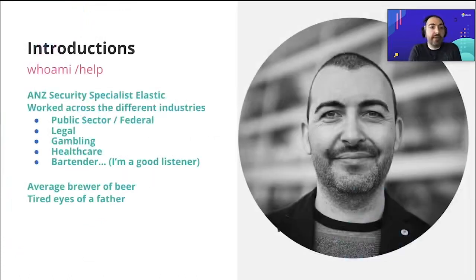A little bit about me. My name's Domenico Perre officially, but all my friends know me as Mickey. I'm a security specialist at Elastic, covering Australia and New Zealand. Before working at Elastic, I used to work at a large federal agency, and then I've worked across various roles, including being a bartender, which I still say is one of my favorite jobs, and it taught me to be a good listener, whether you're sober or drunk. In my spare time, if I'm not spending time with family, I'm an average brewer of beer, but I also have the tired eyes of a father.